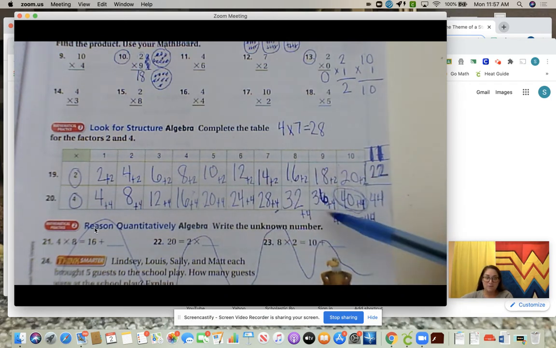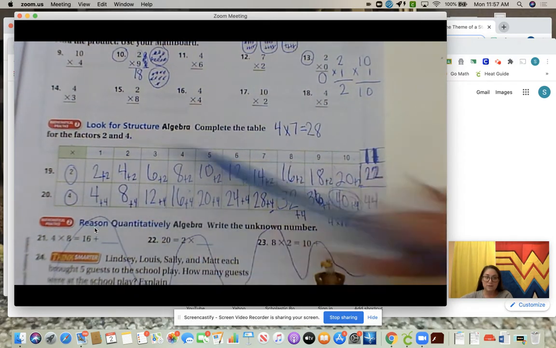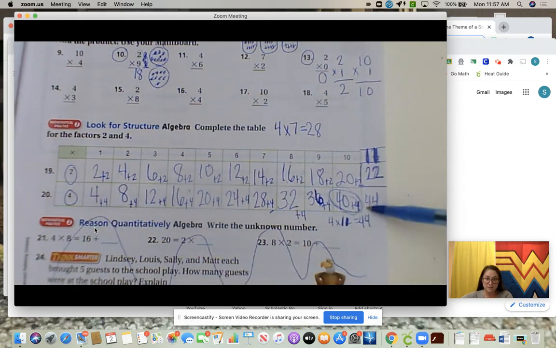Well, what about our 4s? We have 40 plus 4 is 44. So 4 times 11 is 44.